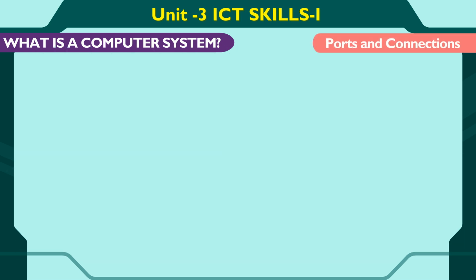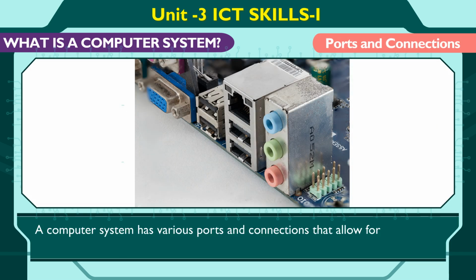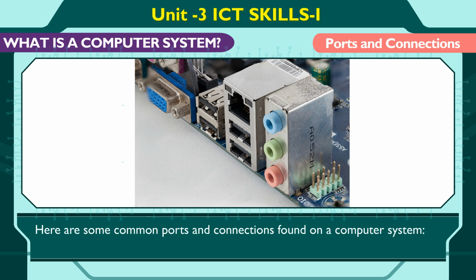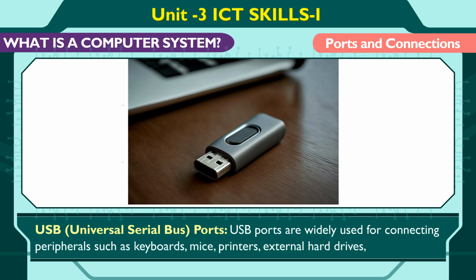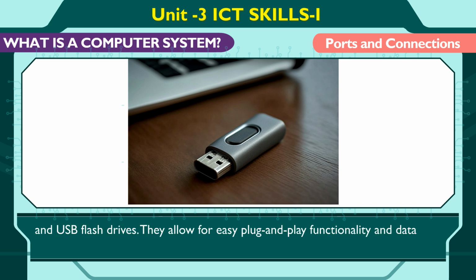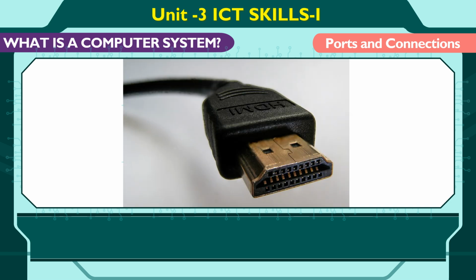Ports and connections. A computer system has various ports and connections that allow for communication and interaction with different devices. Here are some common ports and connections found on a computer system. USB, Universal Serial Bus, ports. USB ports are widely used for connecting peripherals such as keyboards, mice, printers, external hard drives, and USB flash drives. They allow for easy plug-and-play functionality and data transfer.